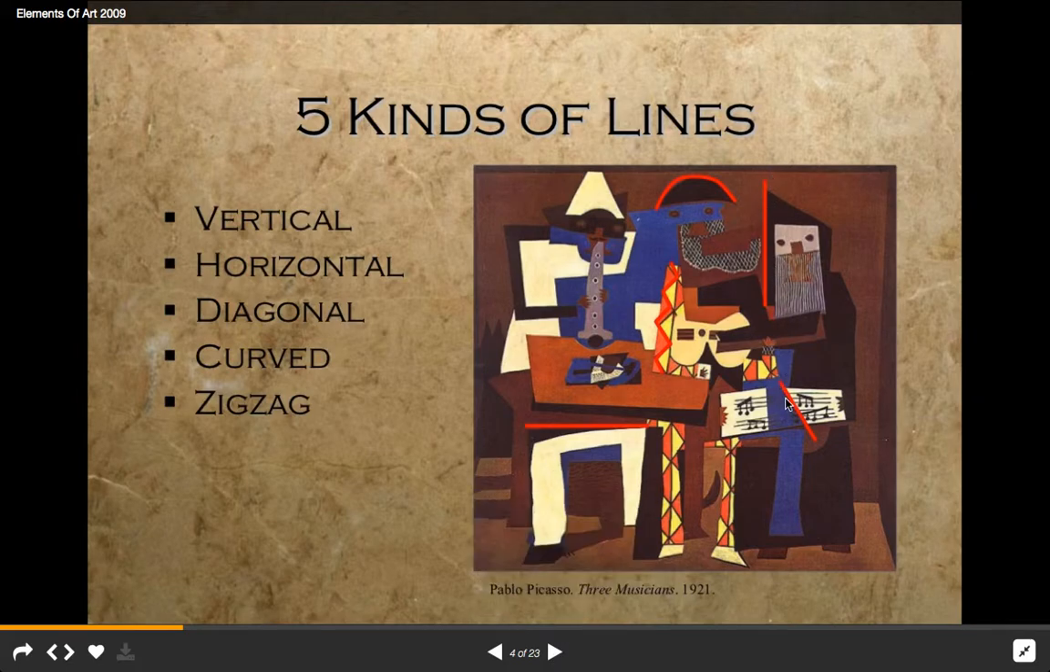These lines actually, in this painting, create a shape. This is called Three Musicians by Picasso. This is a very abstract cubist painting. But here we can see how the lines were used to create all of these different shapes. And we have actually all 5 different types of lines shown in this painting.